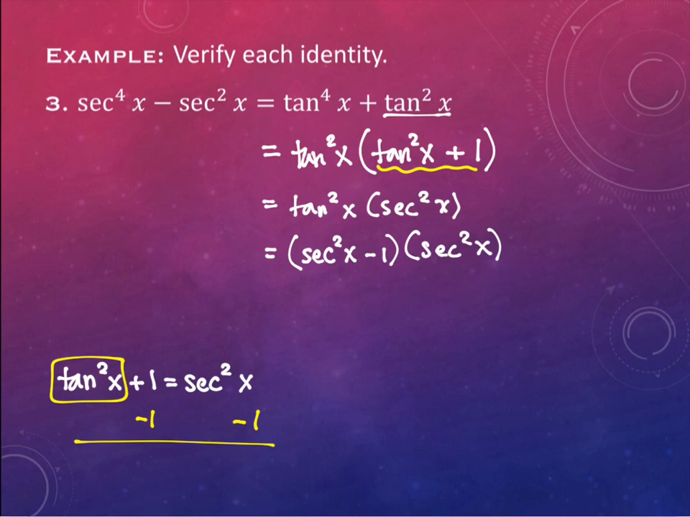Now what? Distribute, exactly. So we're going to distribute this out. This is going to be secant squared of x, secant to the 4th of x. So we're distributing like this. Minus secant squared of x. And it's equal. We're done.